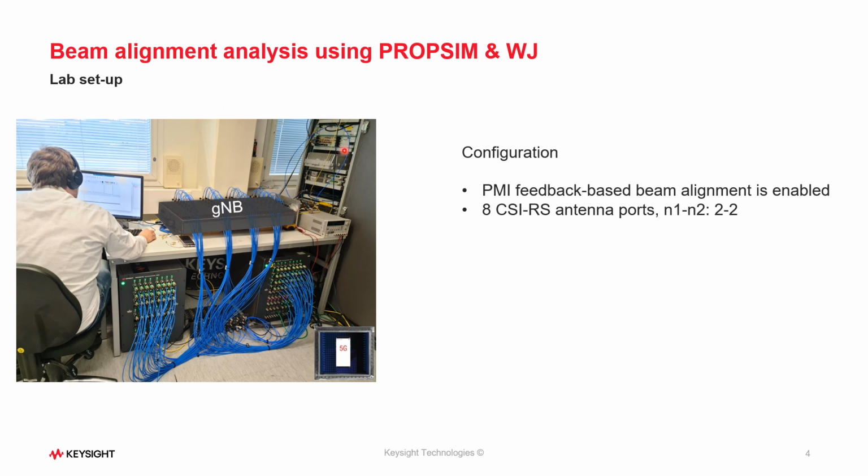And here is the actual lab setup. You can see here a G-Node B, you can see here a 5G UE, and the two PropSims. The G-Node B in this setup supports PMI feedback-based beam alignment, and it supports 8 CSI-RS antenna ports, and the codebook configuration N1, N2 is 2, 2 as given here.